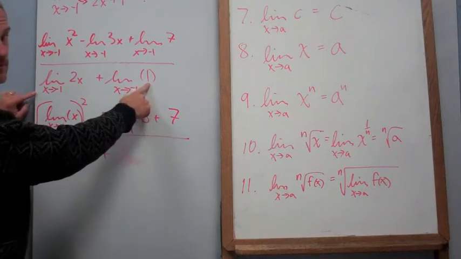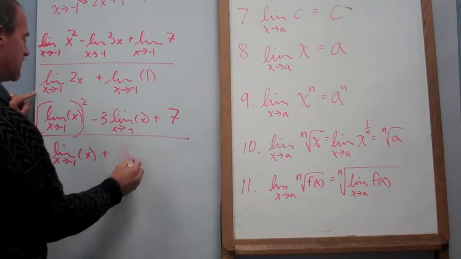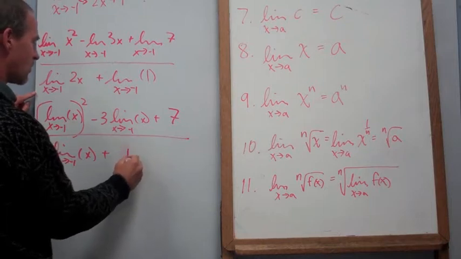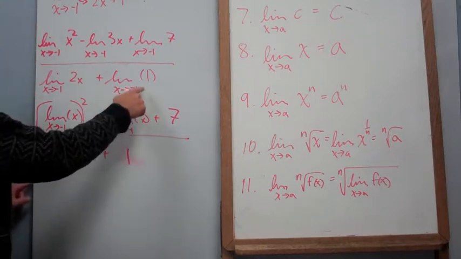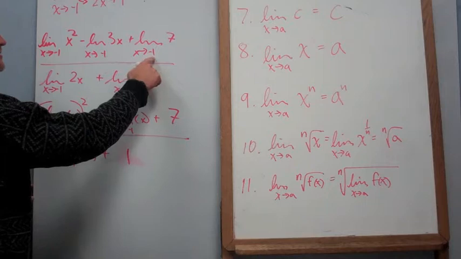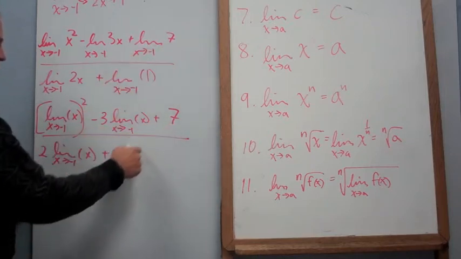of 1. That is not a variable. Don't be tempted to plug in a -1 there. That's just going to be 1. Alright, so no matter what x is doing, that is 1. No matter what x is approaching here, that is 7. So it's not going to change.